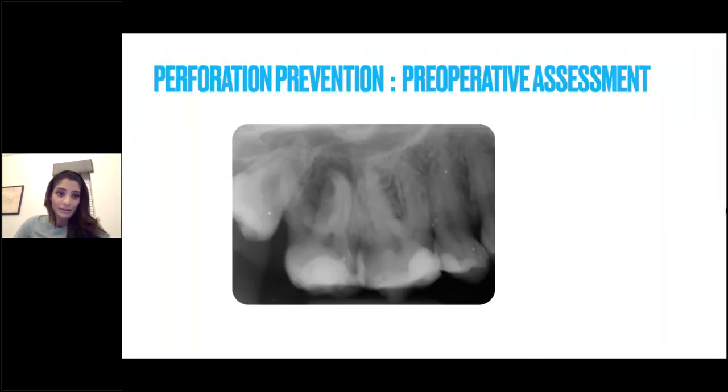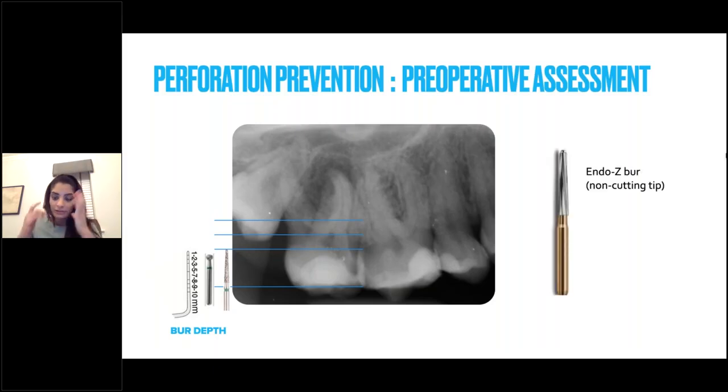Now for posterior perforations, again, the first thing to do is try and prevent the perforation happening. So normally I will create measurements on my preoperative radiograph and measure my burrs accordingly. The first measurement you want is from the occlusal surface to the pulp roof, and the occlusal surface to the pulp floor. So you know on your burr, you don't want to be going any deeper than that, because then we're at risk of creating a perforation.